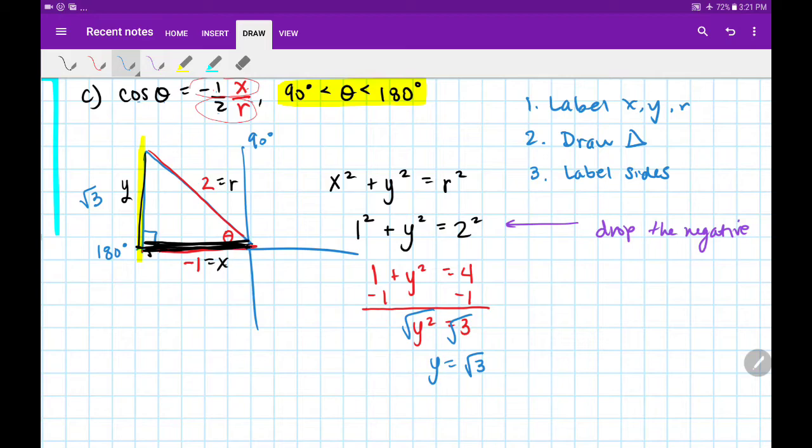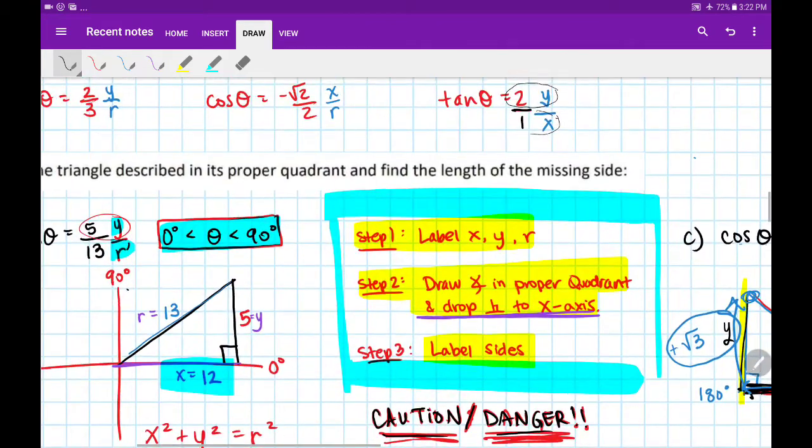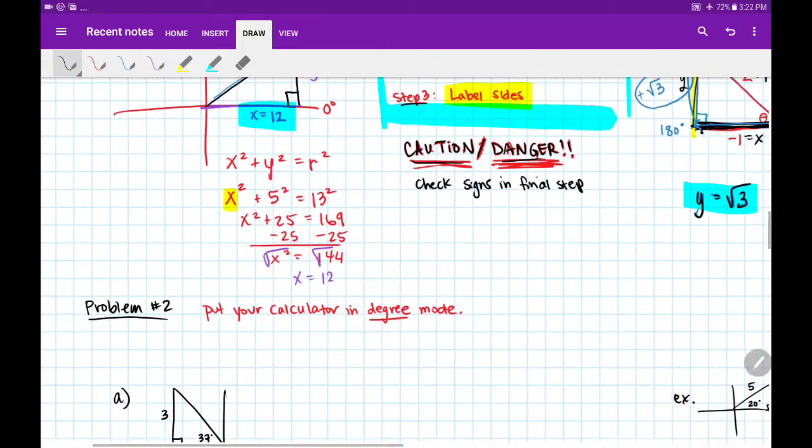And then I just want to do a quick check to see if this makes sense. If I'm in this quadrant over here, my x would always be negative, so I go backwards, and then my y will always be positive. So I did want to check that my y is positive. So our final answer, y equals square root 3. Cool, so we're done with our first problem, number 1. Let's go to number 2.